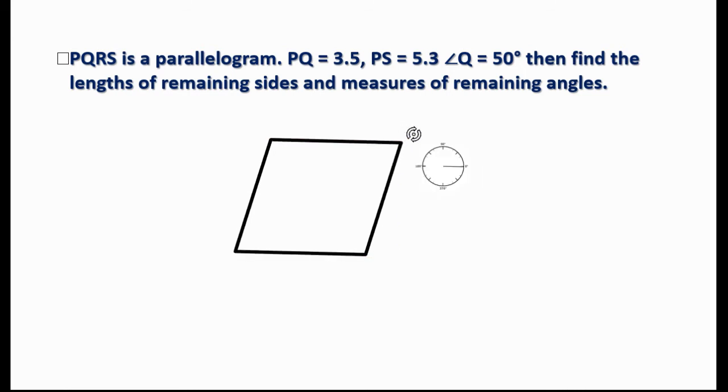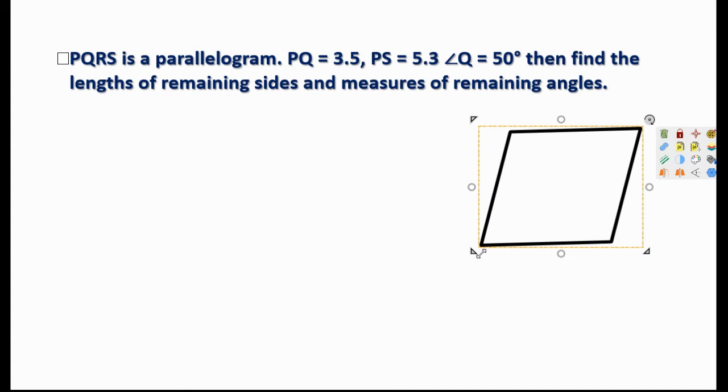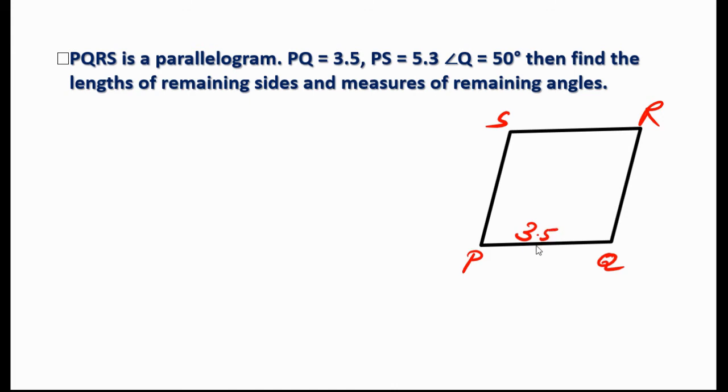And I should name it as PQRS. Okay, no problem. P, Q, R and S. PQ is 3.5, very good. PS is 5.3, maybe 5.3 centimeter or meter according to the unit. Angle Q is 50 degree. Now the question is, find the length of the remaining sides and the measure of the remaining angles.